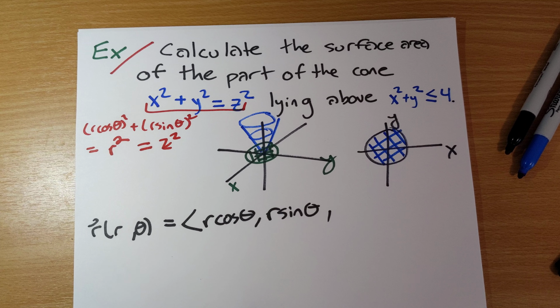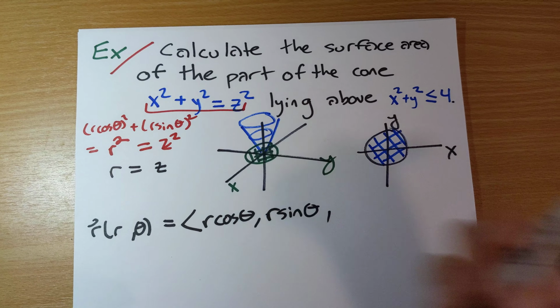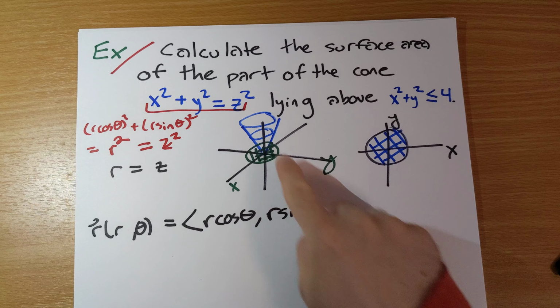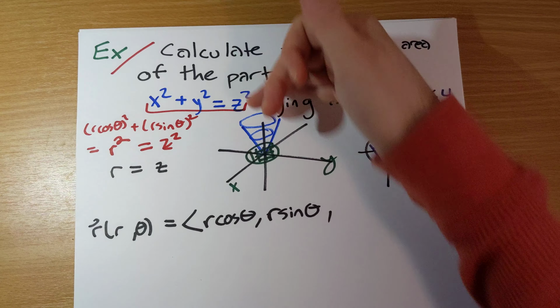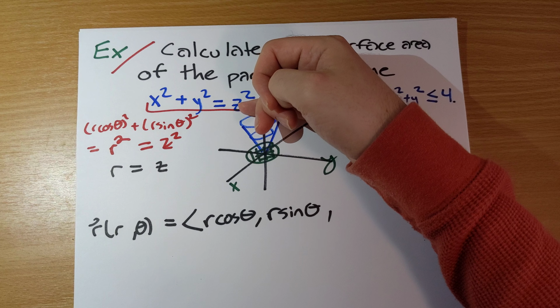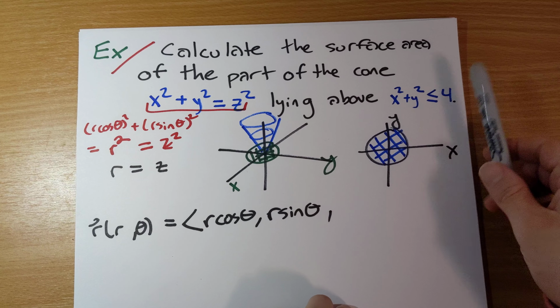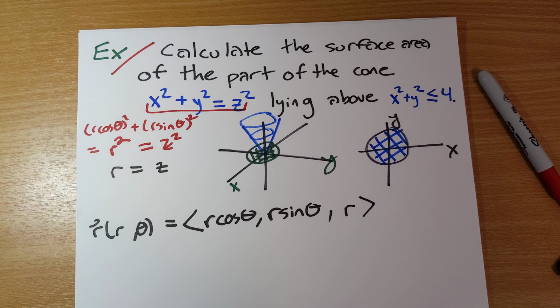So r squared is equal to z squared. This tells us that z is equal to r. We can take square roots without worrying about plus or minus here because everything is going to be positive. R is always positive by construction, and we want to be lying above the circle, so z is positive here. So here is our parameterization. R of r theta is r cosine theta, r sine theta, and r. This is our parameterization.